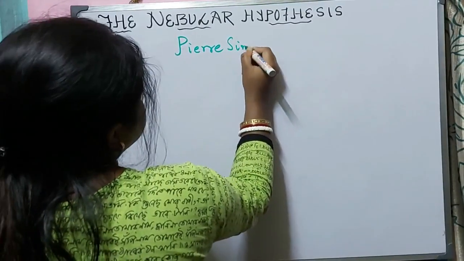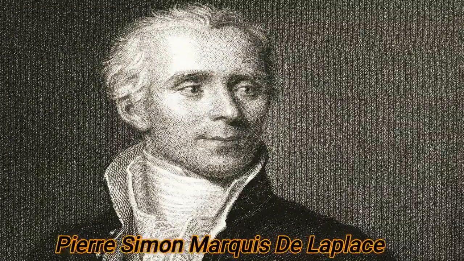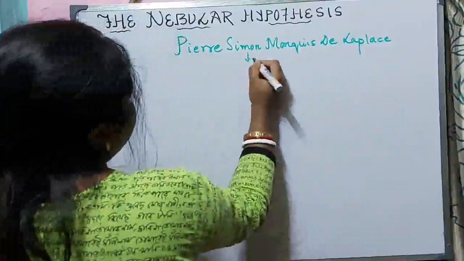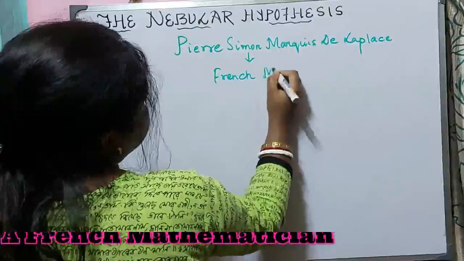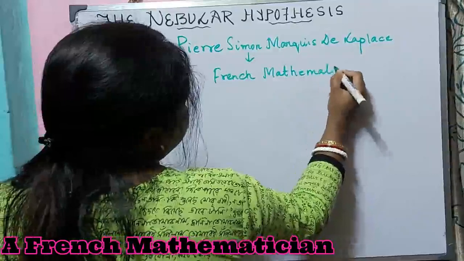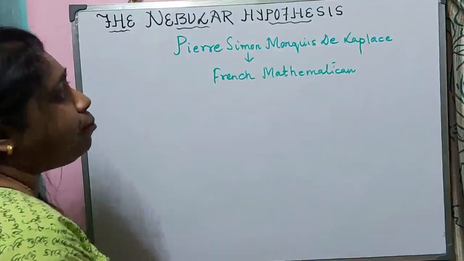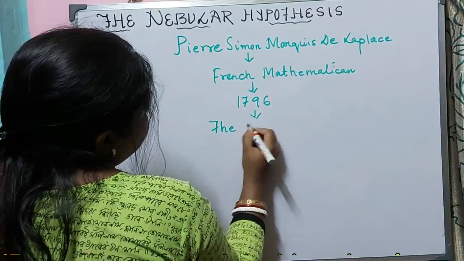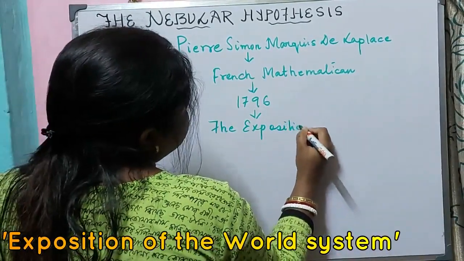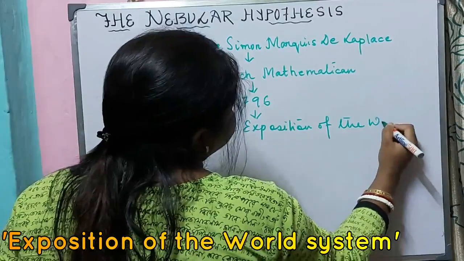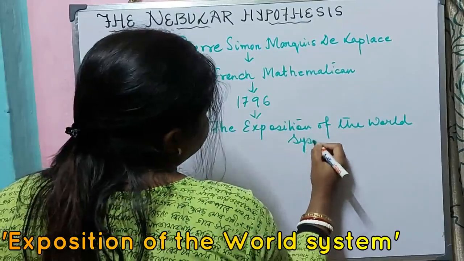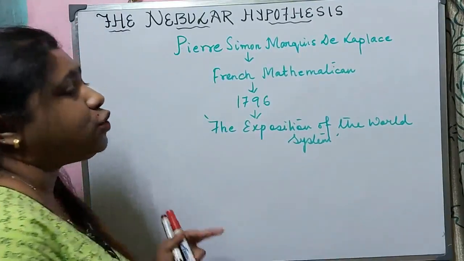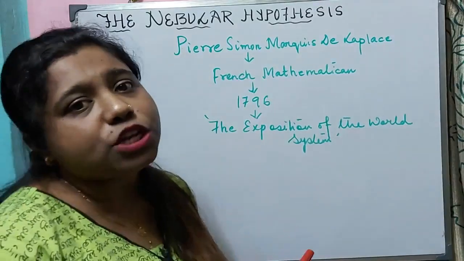Pierre Simon de Laplace was a French mathematician. He gave his theory, the nebular hypothesis, in 1796 in his book The Exposition of the World System. Here he tried to expose the world system. That means he tried to explain the formation of the solar system, the formation of the Earth.